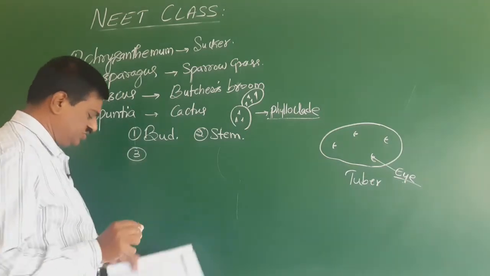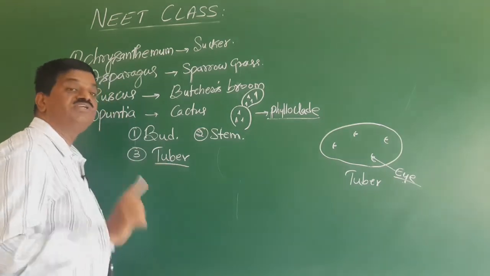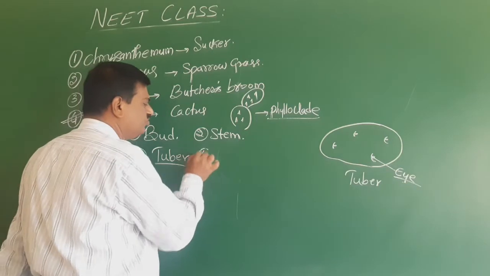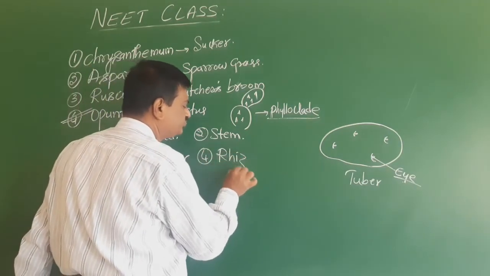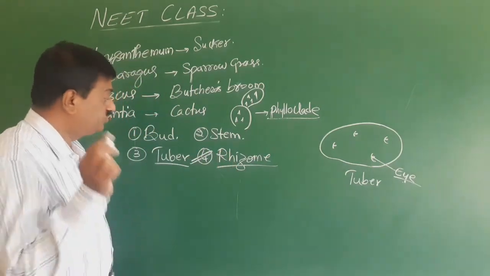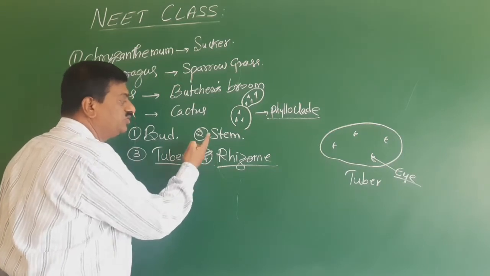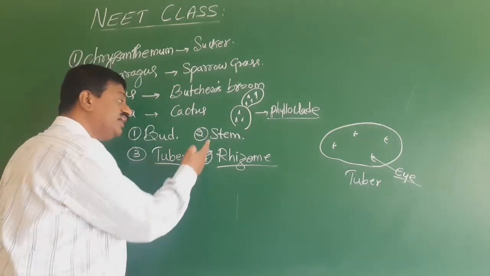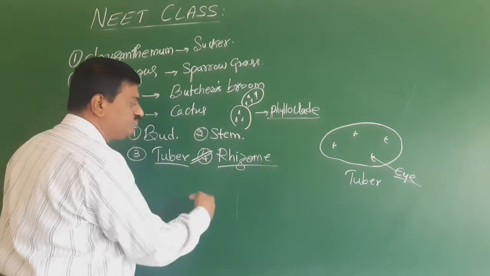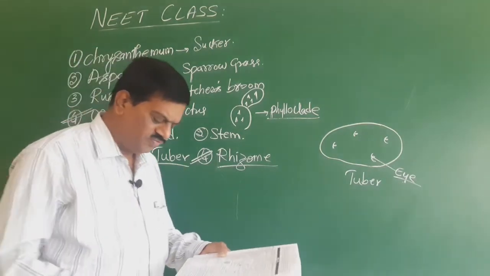But the third one is tuber. The tuber is the potato. It is not the ginger. So this is not the answer. And the fourth option is rhizome. So this rhizome is the right answer. Just have a look here. If rhizome would not have been present here, stem would have been the right answer. Because stem is also there and rhizome is also there, the underground stem is called rhizome. So this will be the right answer. So we go for the next question.